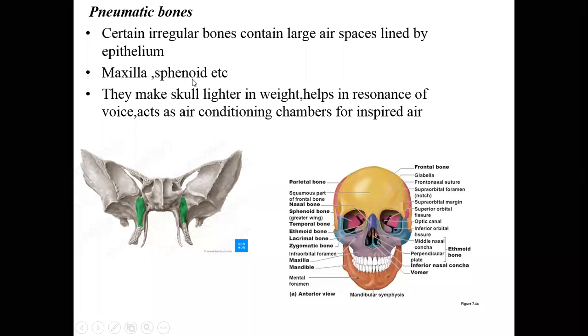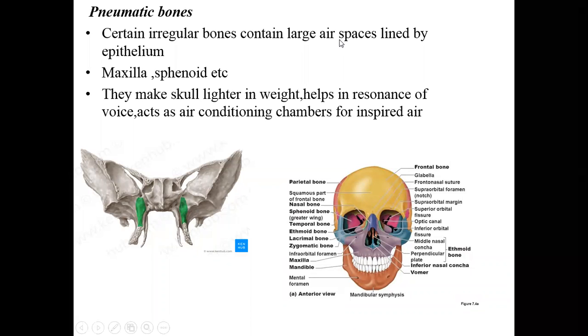Examples are maxilla and sphenoid. In this figure, what you're seeing looks like a butterfly. This is a bone of the skull, called the sphenoid. Inside the sphenoid, if you look carefully, there are spaces, and these spaces are the air spaces.